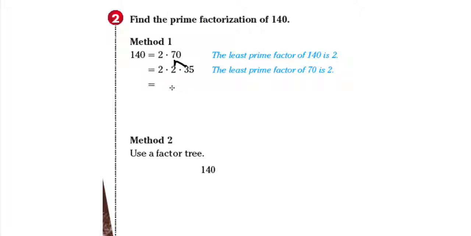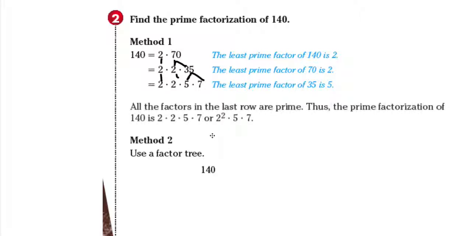And then from there we get 2 times 2 times 5 times 7, because we simply bring that down, bring that 2 down, and 35 is a product of 5 times 7. And if you notice, 5 and 7 are also prime, and therefore all the factors in the last row are prime. That's the prime factorization of 140: 2 times 2 times 5 times 7, or 2 squared times 5 times 7.